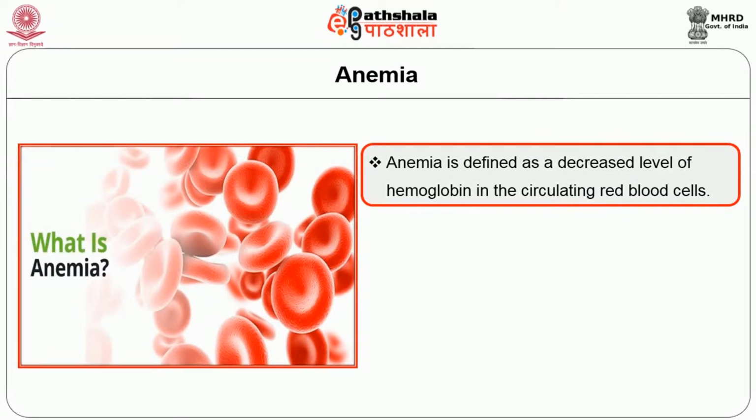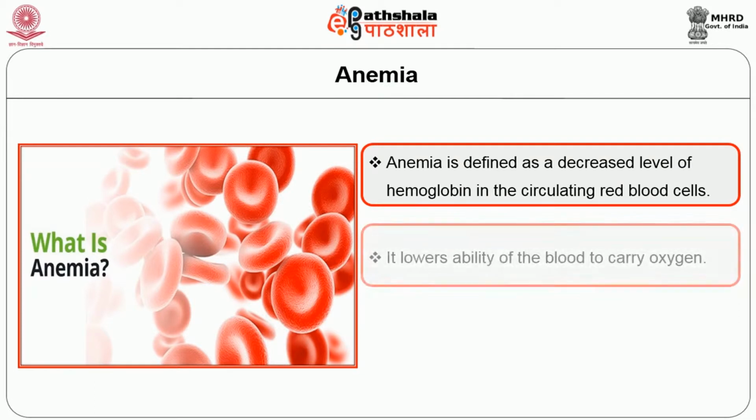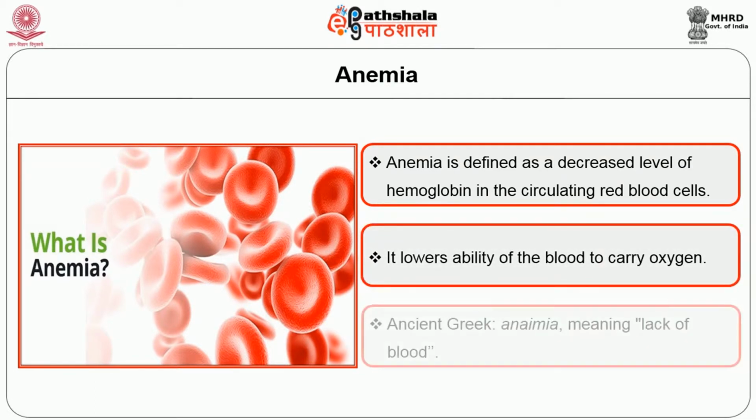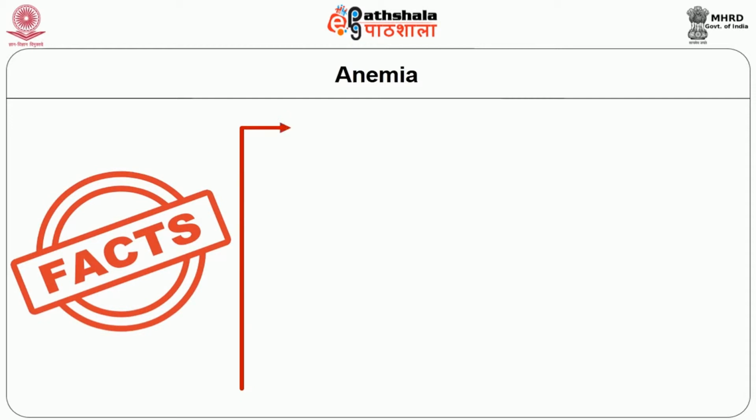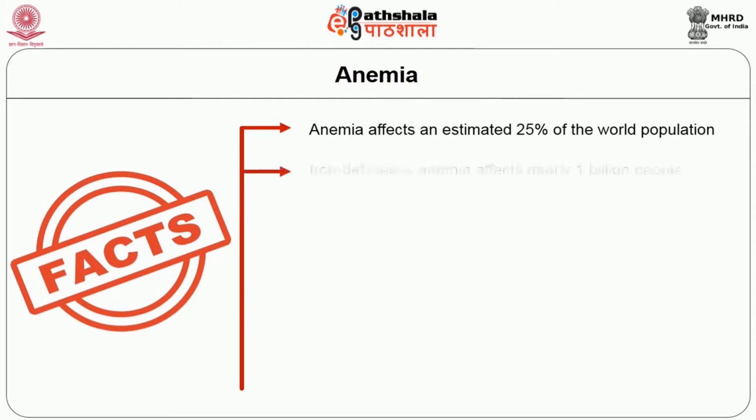Anemia is defined as a decreased level of hemoglobin in the circulating red blood cells. Anemia lowers the ability of blood to carry oxygen. In ancient Greek, anaemia means lack of blood. Some facts about anemia: it affects an estimated 25% of the world population. Iron deficiency is the most common cause of anemia, and it affects nearly 1 billion people in the world.